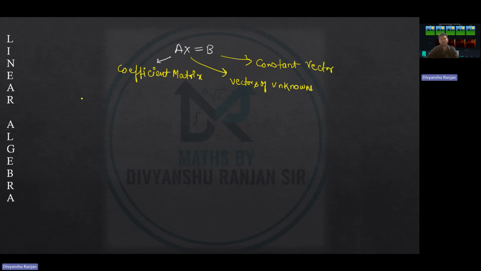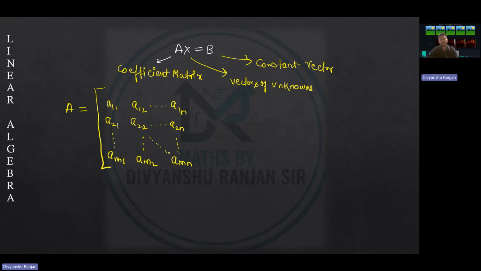Okay, so A, our coefficient matrix, is nothing but the terms we use here as coefficients: a11, a12 up to a1n in the first row, for the second row a21, a22 similarly up to a2n, and lastly up to am1, am2 and amn.